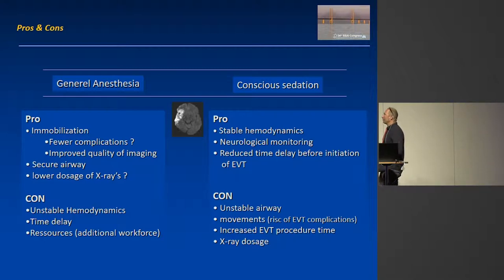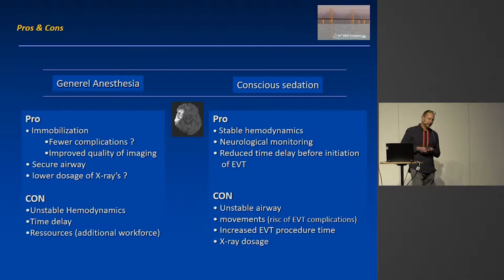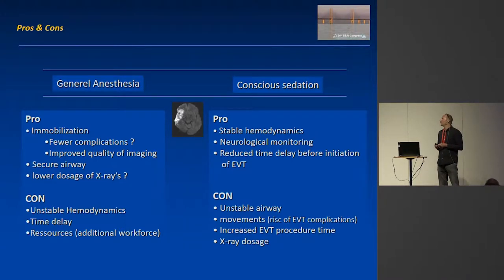So it's all about whether we should use general anesthesia or conscious sedation for these patients. The main advantage of general anesthesia is that the patient is immobilized and has a secure airway. The main disadvantage is unstable hemodynamics and time delay. Concerning the unstable hemodynamics, we have to consider that these patients often have significant comorbidity, and at my institution we use a fair bit of vasopressors to maintain stable hemodynamics in this group of patients, and also to maintain a sufficient level of blood pressure. And the time delay, yes, it takes time to make an induction of general anesthesia.